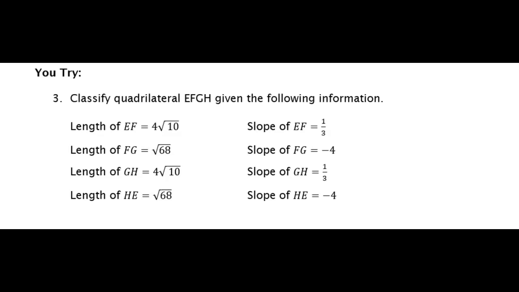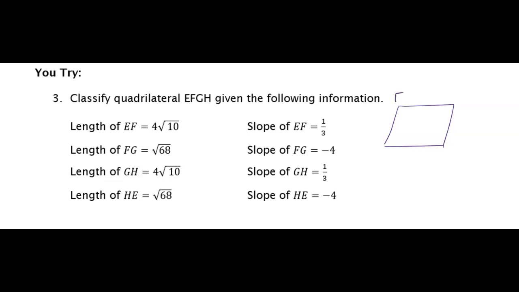We want to classify quadrilateral EFGH given the following information. And the following information is the length of each side and the slope of each side. So let's take a look first at what we were given. What I like to do is just kind of draw a generic four-sided figure. Mine looks like a parallelogram, but it might not necessarily be that way.